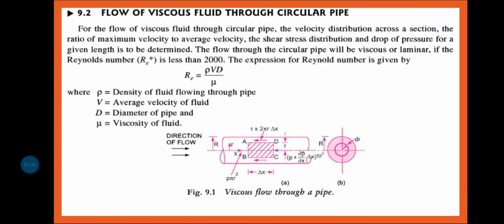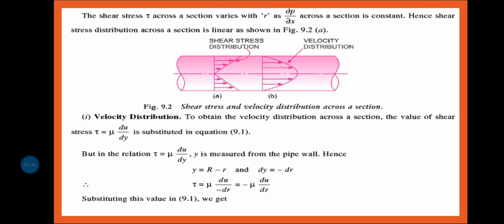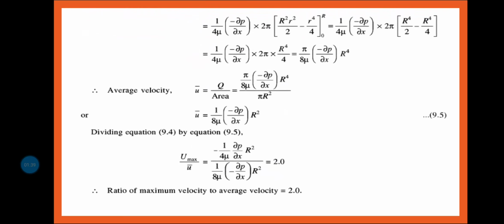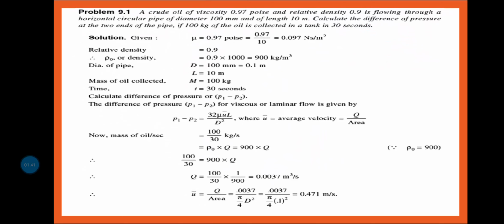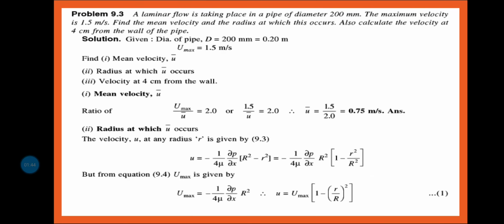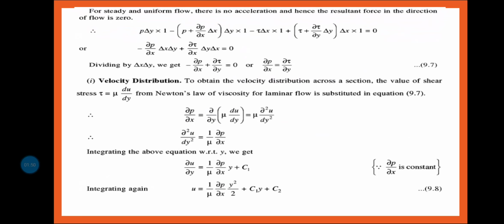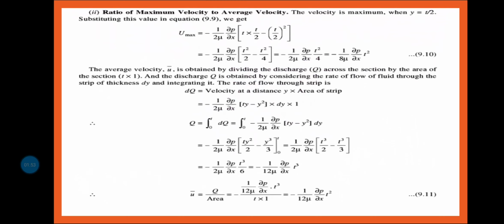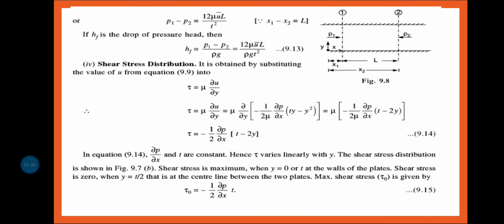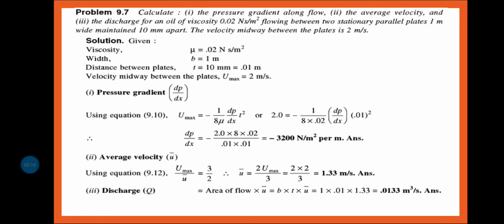So you know that last class I discussed the viscous flow. These are for a circular pipe: the velocity, discharge, maximum velocity, average velocity. We also discussed some numericals. Then flow through two parallel plates, this derivation was also discussed last class. And ultimately what we have seen is that the maximum shear stress we got is minus 1 by 2 del p by del x into t. So up to this was discussed. Now today we will be discussing some numericals and some theory also.